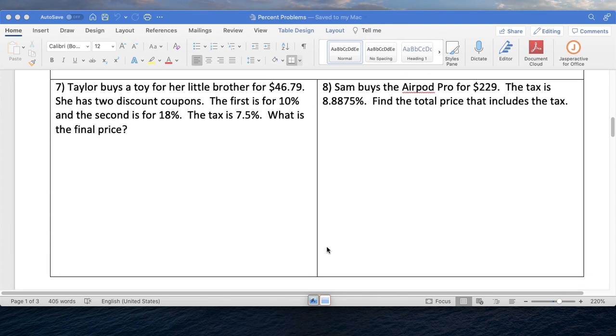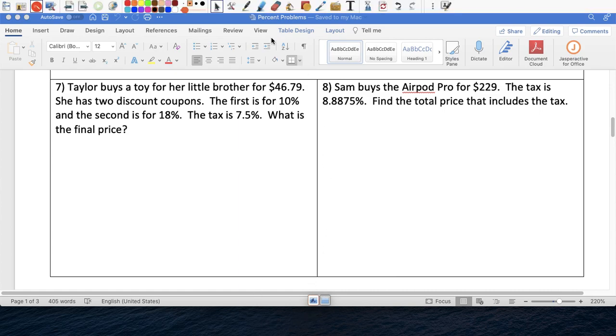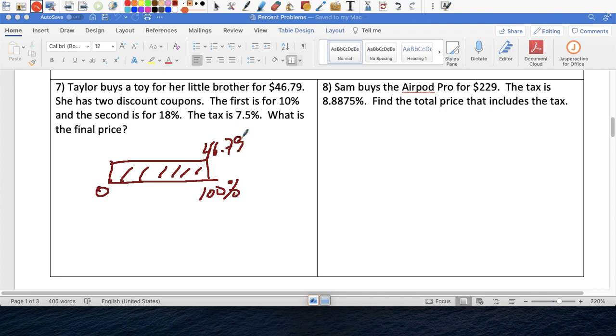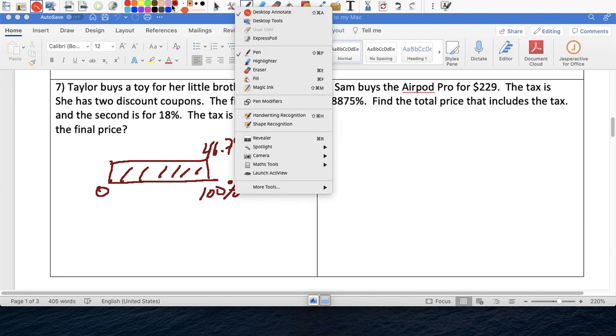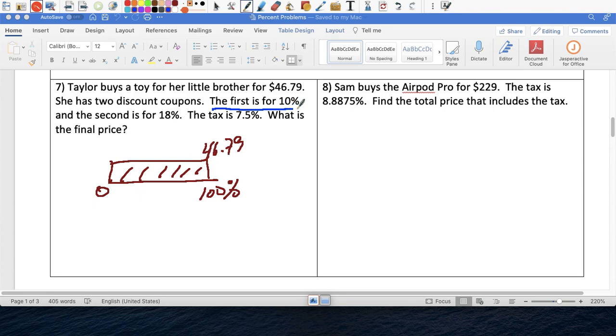Okay, 7. For 7, you have to think a little bit. So here is the toy. 0, 100%. Right now there's no discount. You go to the store and you have to pay $46.79. But apparently you have a coupon. The first one says 10%. So they're going to take 10% away. If they take 10% away, guess what? You have to pay for 90% that's left over. So let's find that number.